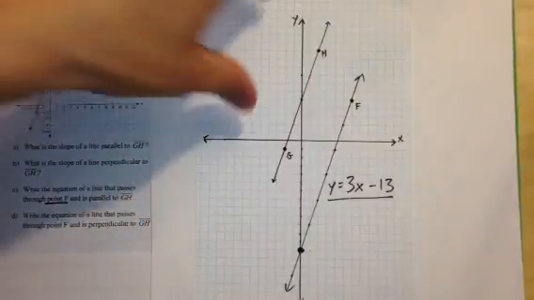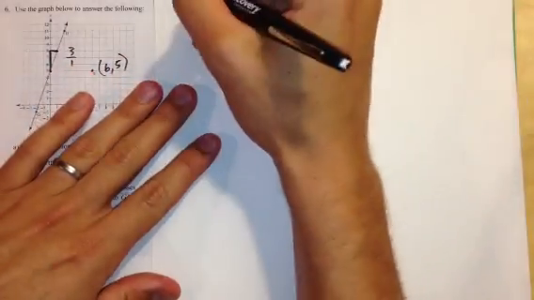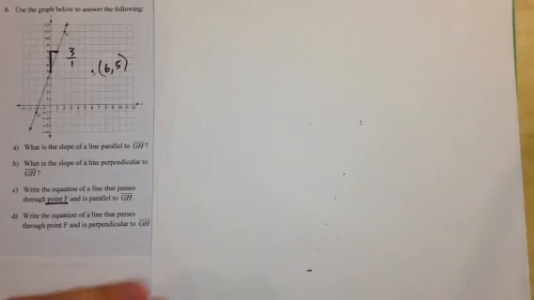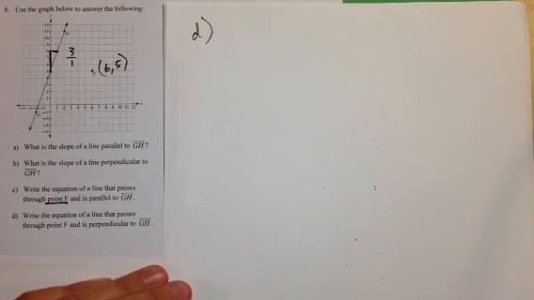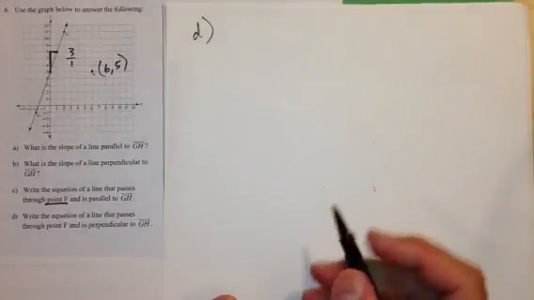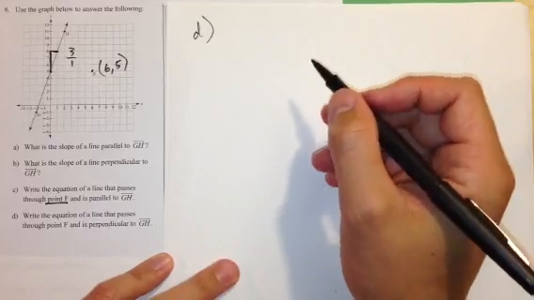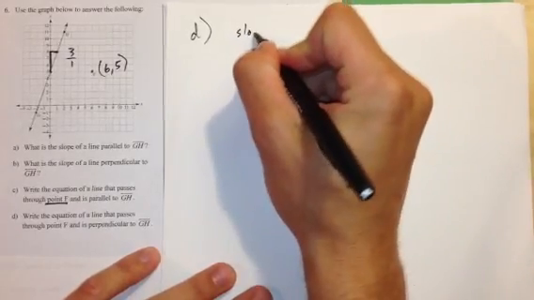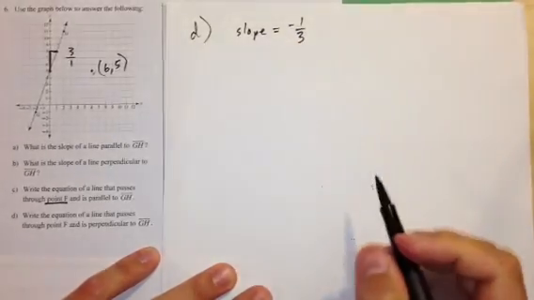Okay, let's hop to part D. Part D reads, write the equation of a line that passes through point F and is perpendicular to GH. So we know that the line that's perpendicular to GH has to have a slope of negative 1/3. We calculated that in part B.